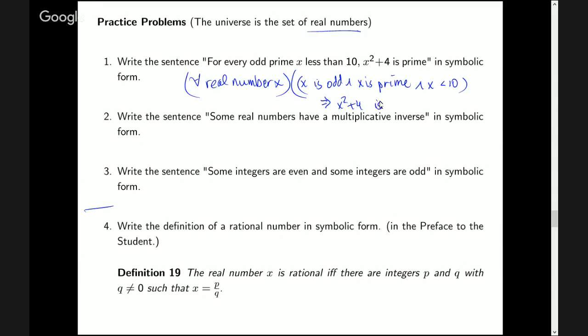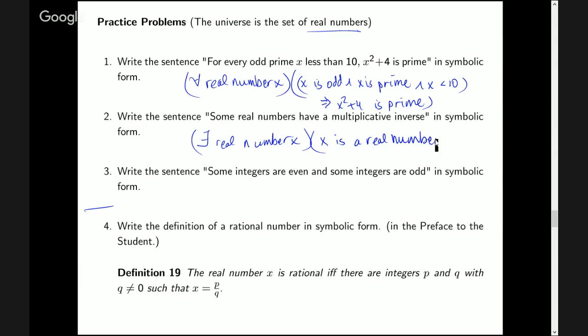Is prime. Okay, middle table. Upside down A or backwards E? Backwards E. And so you have X is a real number, so real number X. There exists a real number X. And then what do you have? Now we have a real number there. Okay. Oh, the universe, so it's there twice. Okay, yeah, we'll put it there. X is a real number.